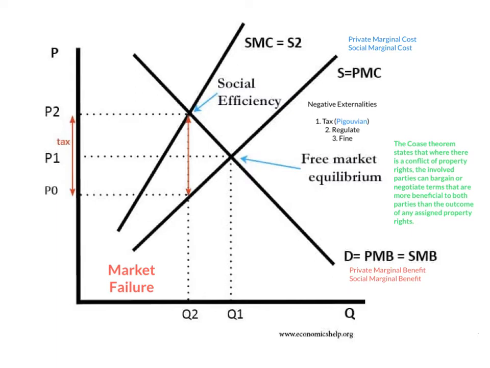Taxes, regulations, and fines are all public policy or public solutions. You should realize what we mean by the Coase theorem. The Coase theorem essentially would represent a private solution. And the Coase theorem states that when there is a conflict of property rights, the involved parties can bargain or negotiate, again privately, and they would get a more beneficial result from those negotiations.